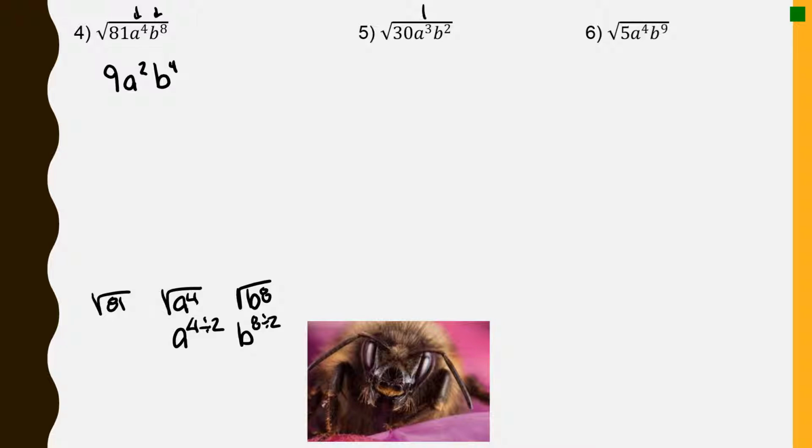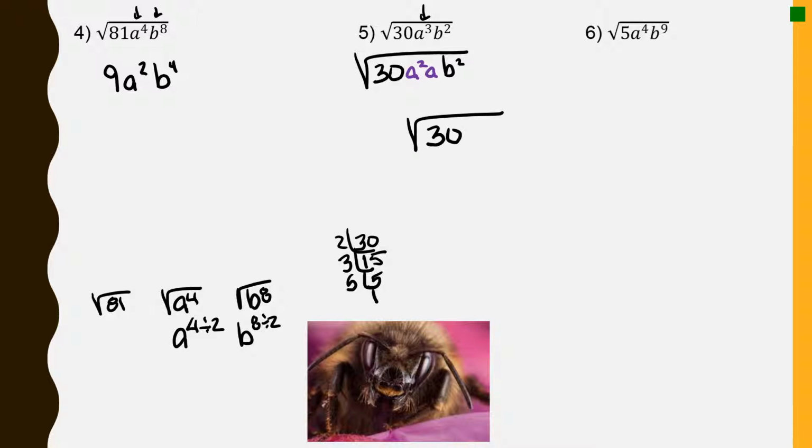On this one, this is odd, so I'm going to rewrite it as 30. I'm going to rewrite that a cubed as a squared and I'm going to leave the b squared because it's even. I'm going to go down here and hedge 30. 30 divided by 2 is 15, divided by 3 is 5, divided by 5 is 1. There are no pairs. Absolutely nothing comes out. So I'm going to leave that 30 inside.